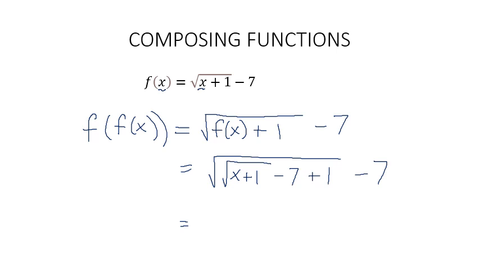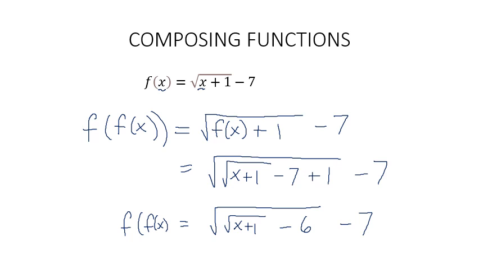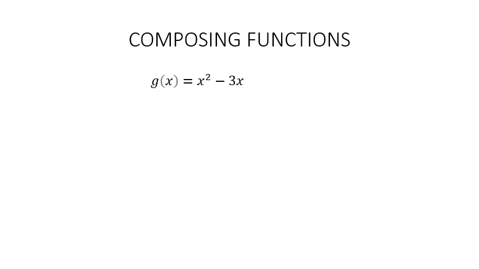So it's a function inside itself, which tends to look pretty strange. There's no sort of rules of how much to simplify this, but because minus 7 plus 1 is pretty easy to do, I'm going to leave it like this. So this is the very general f of f of x. It looks bad, but this is as good as it gets.